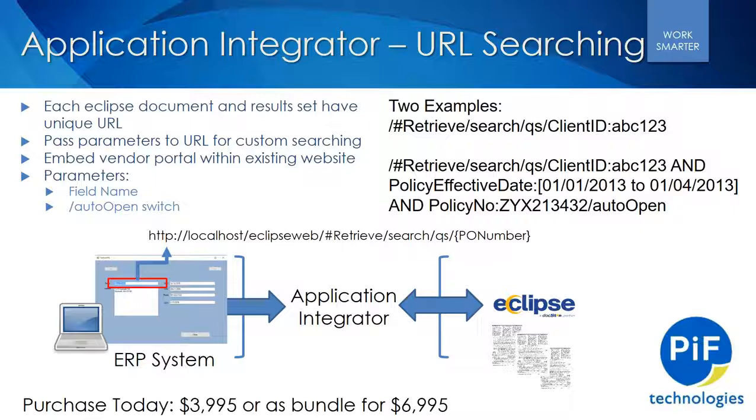And for instance, we're going to extract a PO number from a screen, and we're going to pass it to this retrieve function that you see here. And this is going to pop open the document. So it's basically like a remote control to Eclipse. And it's all done through a browser integration, essentially.